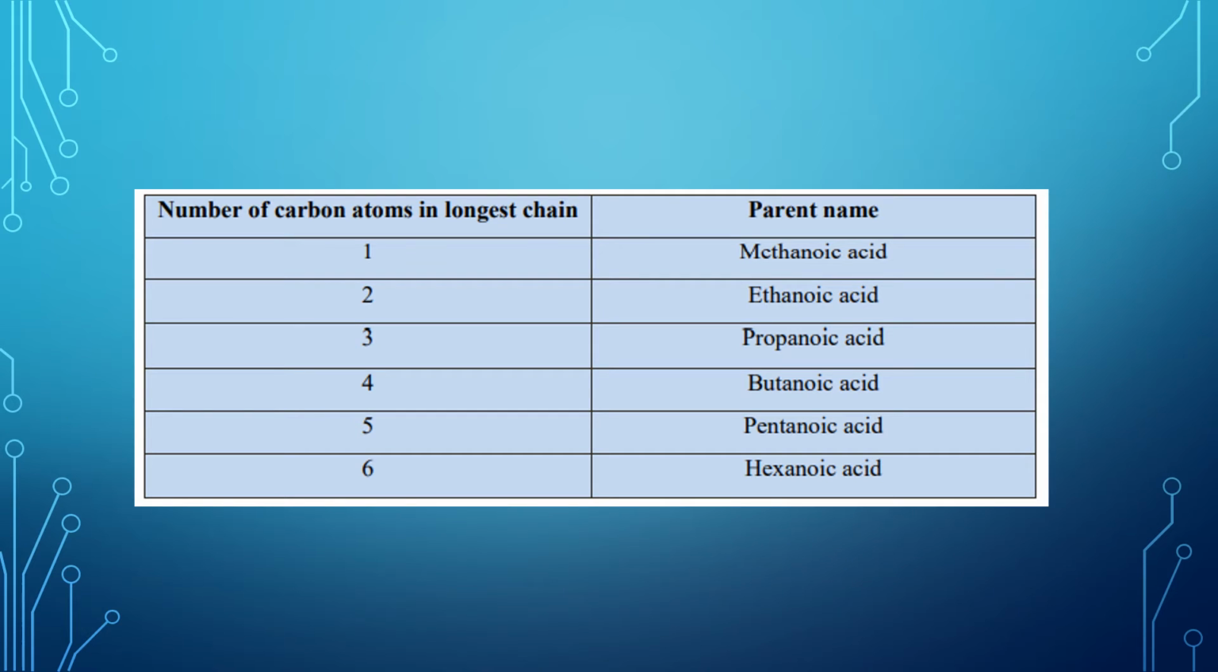The prefixes are the same as that we use for alkane, alkene and alkyne. Like for 1 carbon atom in the carboxylic acid, the prefix is meth. 2, it's eth. 3 is prop. 4, but. 5 is pent, while 6 is hex. The suffix, on the other hand, is going to end with anoic acid. So a 1 carbon carboxylic acid will become methanoic acid, formerly known as formic acid. Ethanoic acid, also known as acetic acid, propanoic acid, butanoic acid, pentanoic and hexanoic acid.